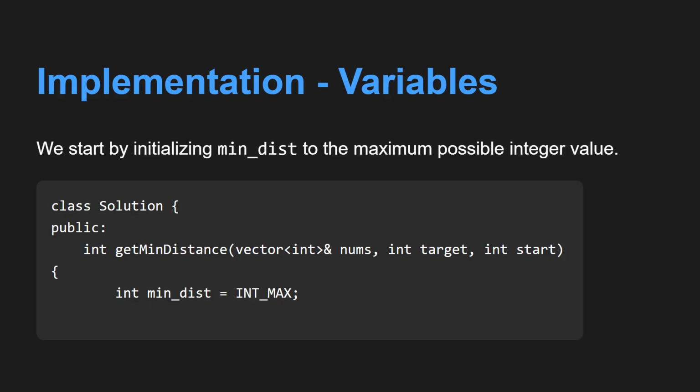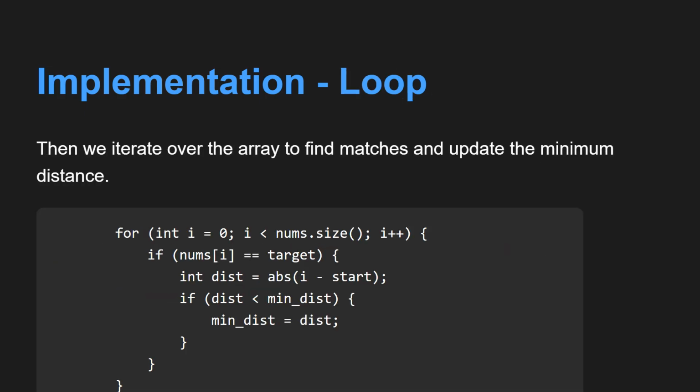First, we initialize a variable called min_dist to the maximum integer value, so any valid distance we find will be smaller. Next, we loop through the array. If the current element equals the target, we compute its absolute distance from start. If this distance is smaller than min_dist, we update it. Finally, we return the minimum distance.